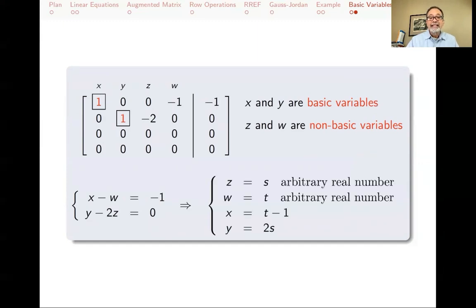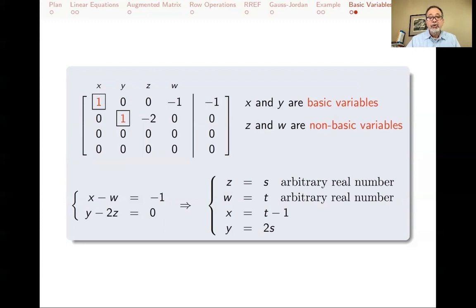What I do is that I say that z and w, the two non-basic variables, can be an arbitrary real number, and I'm giving them names. You could actually keep them as z and w if you like, but I'm going to call z s, some arbitrary real number, w is t, an arbitrary real number, and then x is going to be t minus 1. Likewise, y equals 2z. So if z is s, y will be 2s. And now I've got all my solutions.